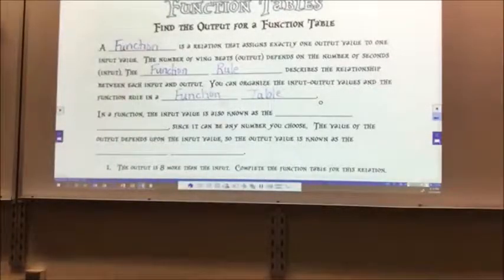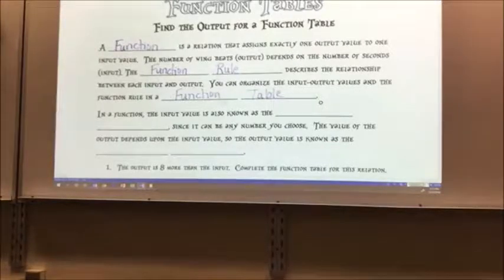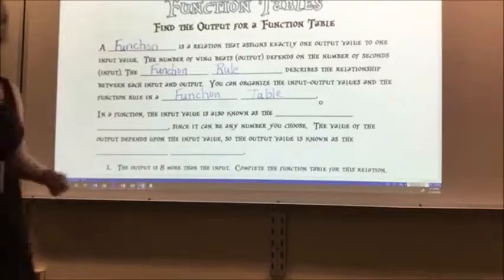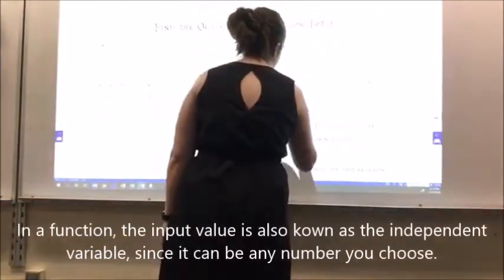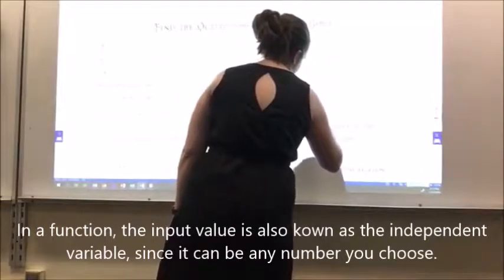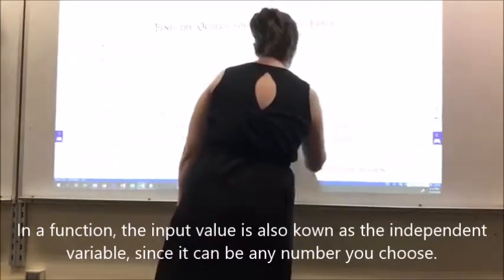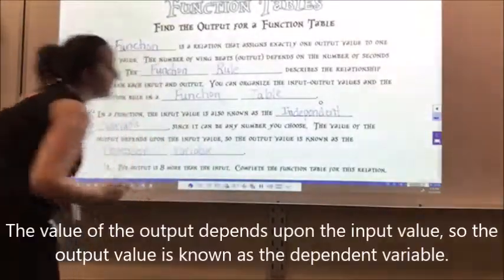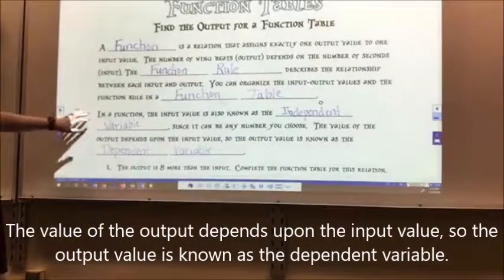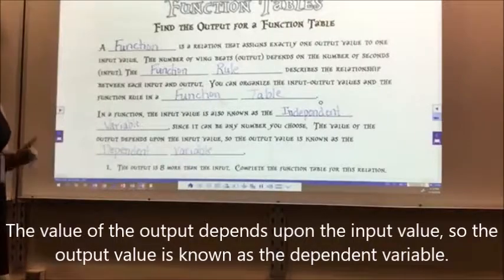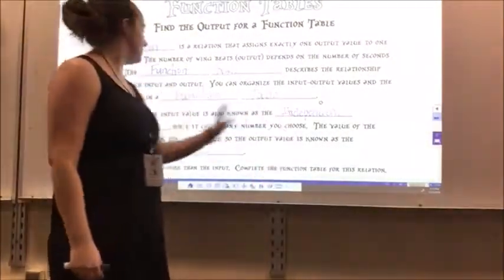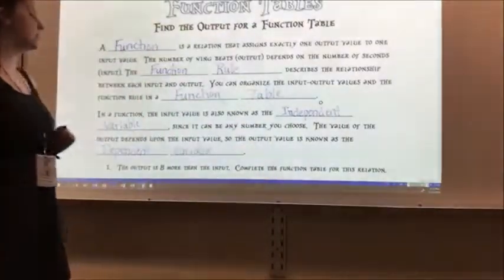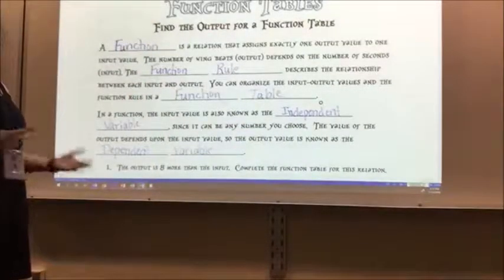In a function, the input value is also known as the blank blank, since it can be any number you choose. The value of the output depends upon the input value, so the output value is known as the blank blank. In those blanks, you're going to write independent variable. It's independent, the input is independent, so you can remember it as in and in. Input is independent, okay? So you can give me any number you want.